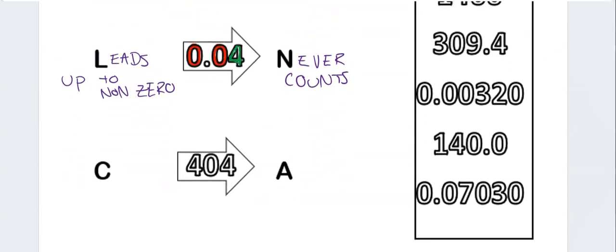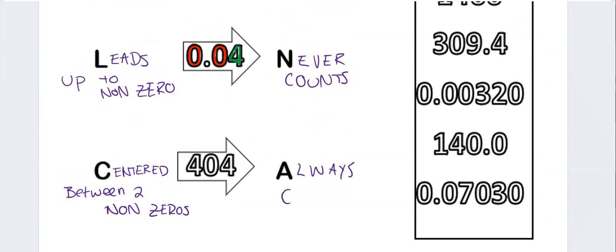And then the last example here is center. If the 0 is centered between two non-zeros, then it always counts. So essentially we have a sometimes never always rule situation.